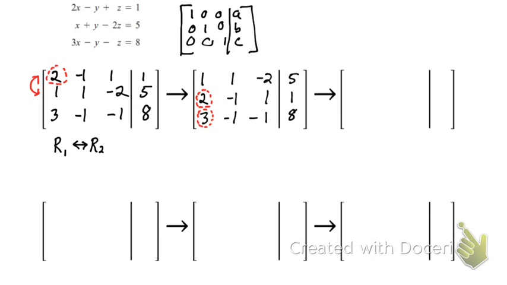So the first thing I'm going to do is I'm going to eliminate that 2. In order to get rid of that 2, I need to multiply that 1, which is in row 1, by negative 2. So we're going to do negative 2 times row 1, and we're adding it to row 2. So I'm just doing negative 2 times 1 plus 2 gives me 0, and I'm going to replace row 2 with that information.